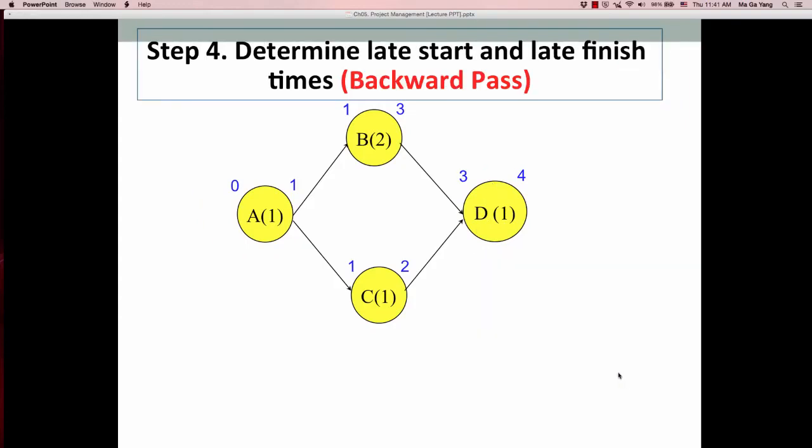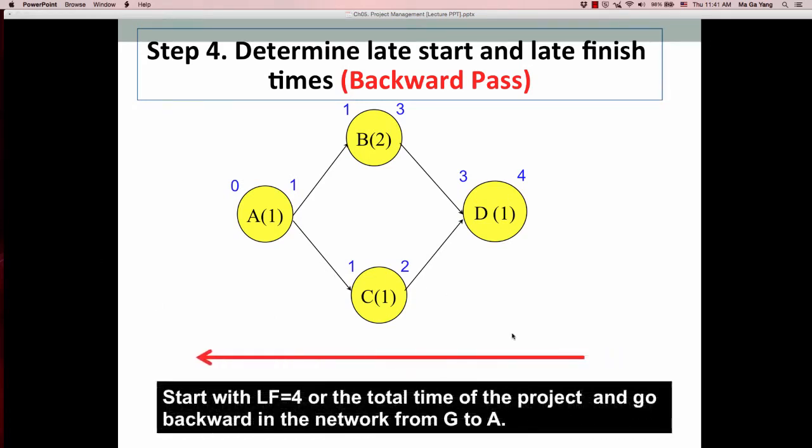Okay, now we have to determine the late start and late finish times using the backward pass. So we start from the end of the network and walk toward the front. Consider activity D, the last activity. The earliest it can be done is at time 4. And we do not want to delay the completion of the project.